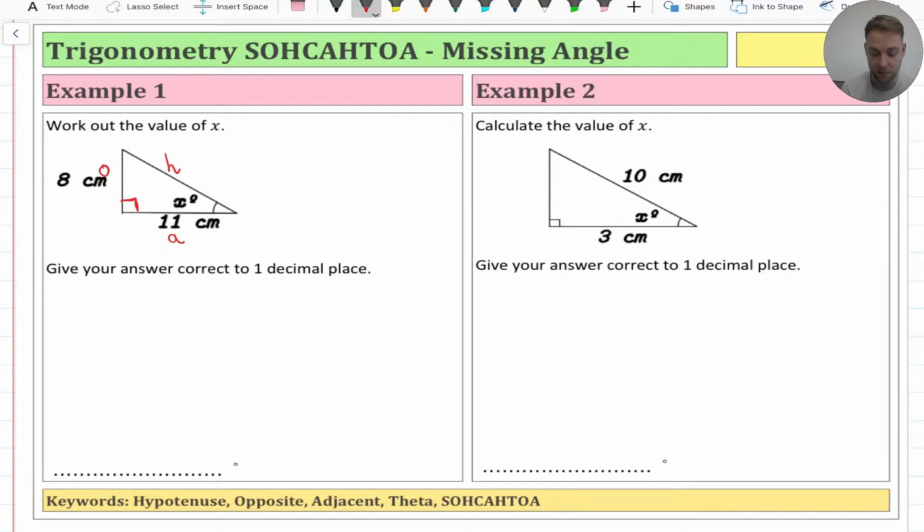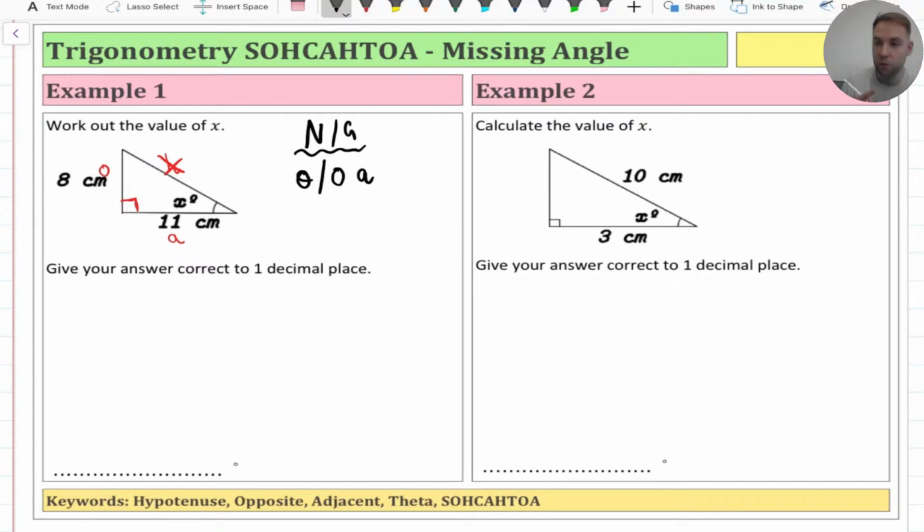The next thing we need to do is our need and got list. So what do I need? Well, this time this is ever so slightly different. This time we need our angle, and we know that our angle is called theta. So we need theta. And what we've got is the opposite, and we've also got the adjacent. So we're not using h this time.